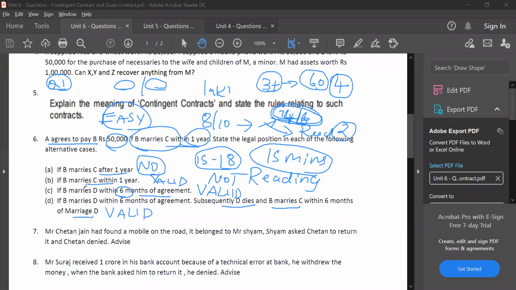So 1 and 4 are valid. B and C are not valid. Yes, sir. Sorry, 1 is not valid. B and C are not valid. Correct. B and D are valid. A and C are not valid.